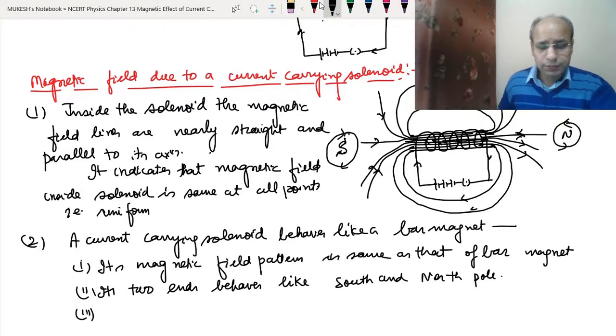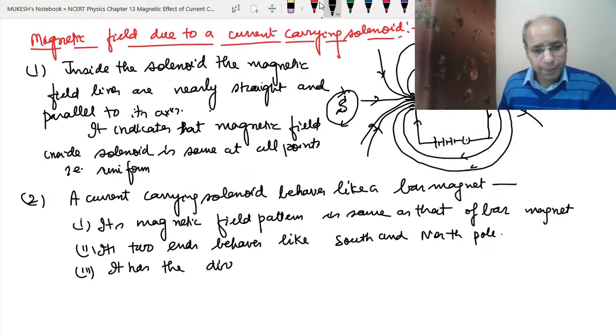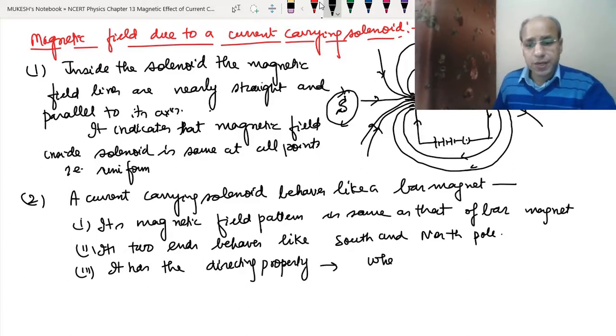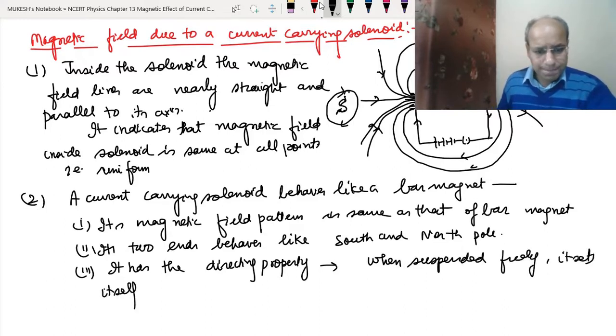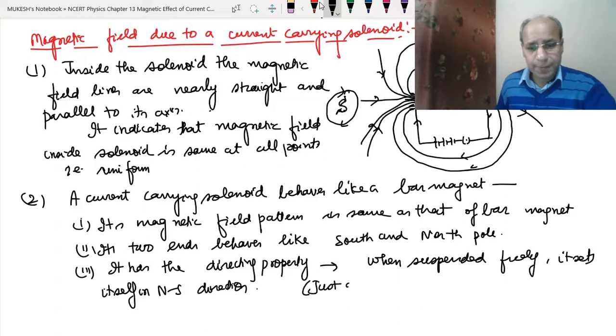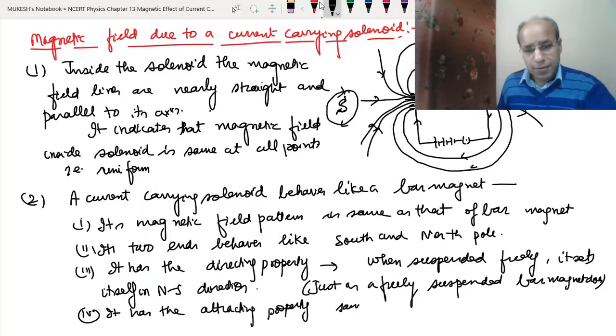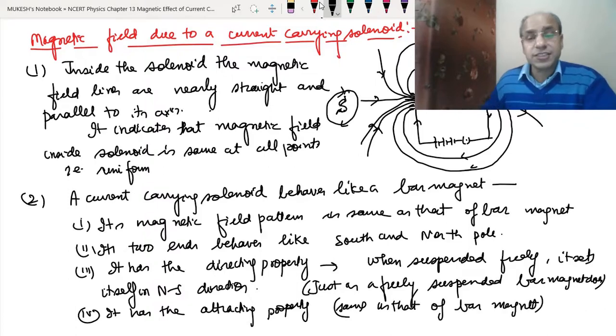Okay, number three, it has the directing property just like a bar magnet. It means that when suspended freely, it sets itself in the north-south direction, just as a freely suspended bar magnet does. Now, fourth, it has the attracting property same as that of a bar magnet. What is the meaning of it? Like poles repel each other and unlike poles attract each other.